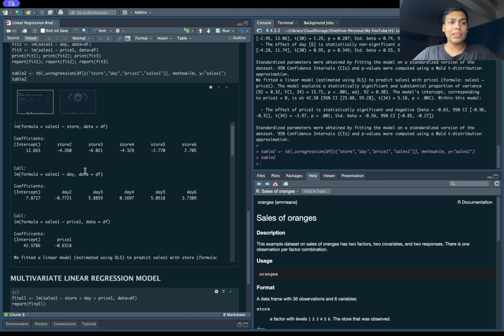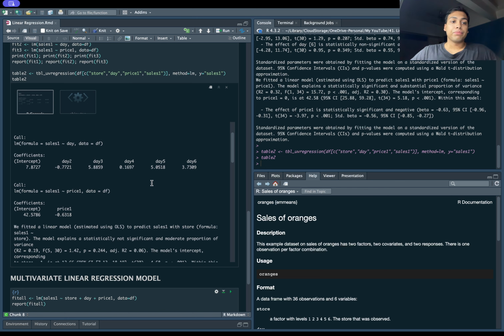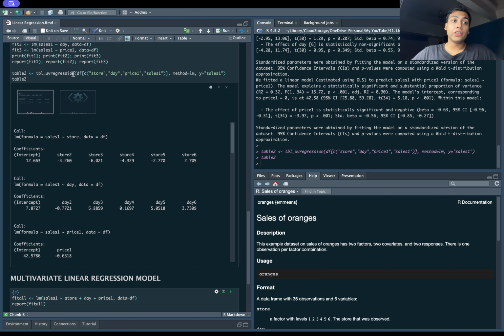So you can see here, with store number one taken as a reference, we see the coefficients for other stores. As compared to store number one, store number two had lower sales of oranges. Store number 3 had even lesser sales of oranges. Store number 4 had in between those two. Store number 5 had a little better than store number 2, and store number 6 outperformed store number 1 because this is a positive, so it's more, because store 1 is the reference class.